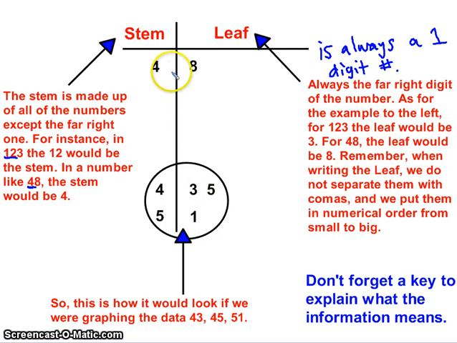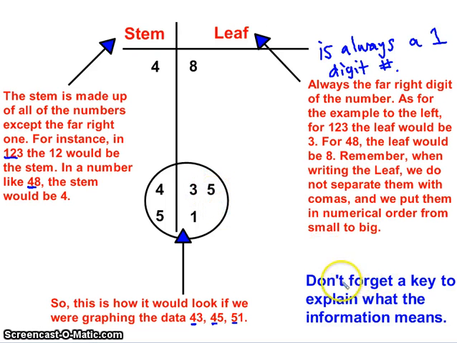Okay, so we have the number 4 and the number 8, so that represents the number 48. That's the example that we had here. Okay, so if we were trying to graph the data 43, 45, and 51, we would use a stem of 4 and a stem of 5. So we have a 4 here and a 5. The leaf would then be a 3 and a 5 and a 1. Notice no comma, but we put a little space in between, and you notice that the numbers are in numerical order from small to big. So the closer we get to this black line, we should get smaller numbers.